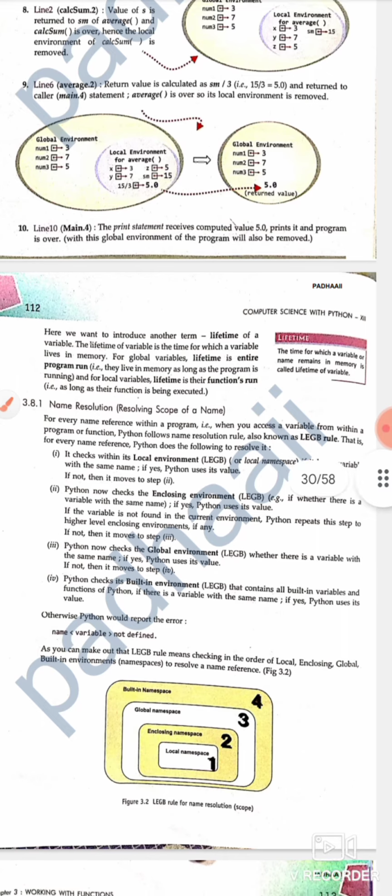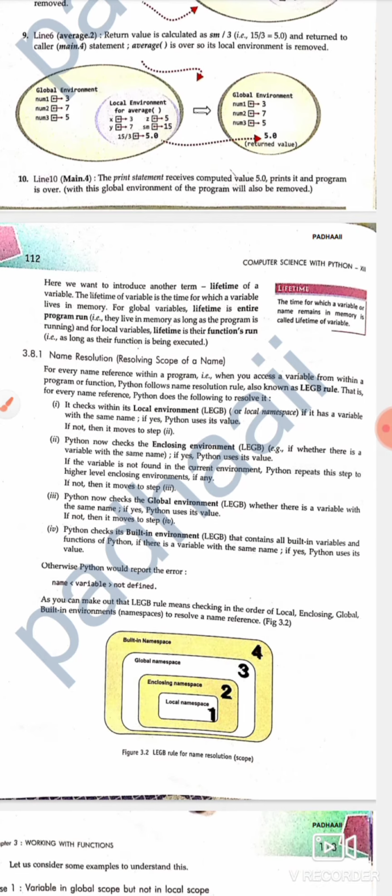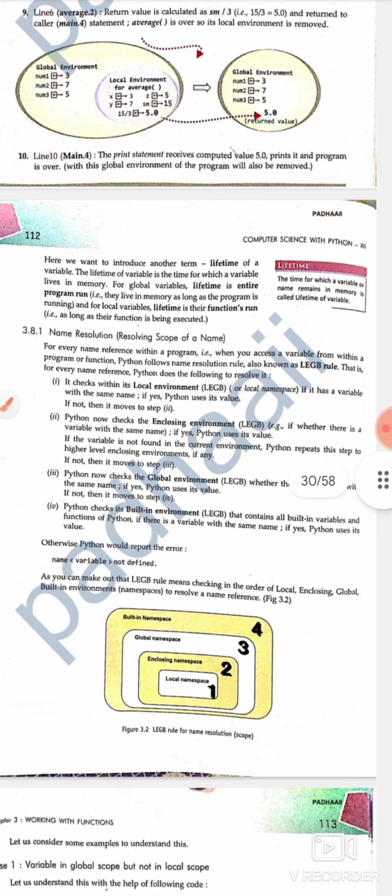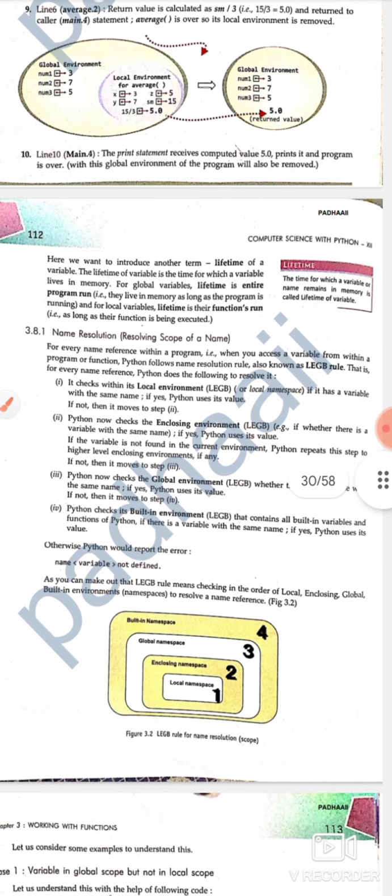There is another term that we say is the lifetime of a variable. The time for which the variable or the name remains in the memory is called the lifetime. For global variables, the lifetime is the entire program, whereas the lifetime of local variables is until the function is running.